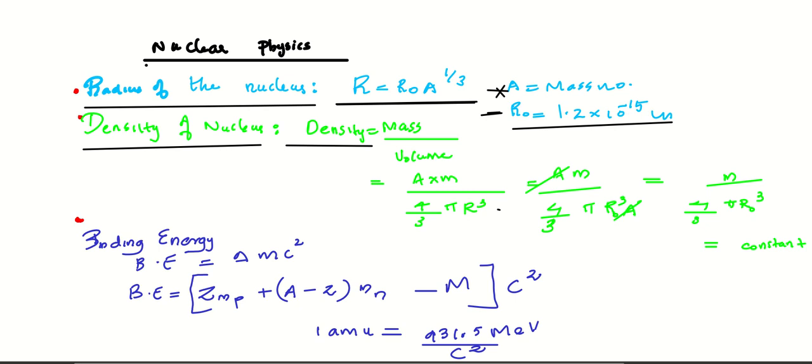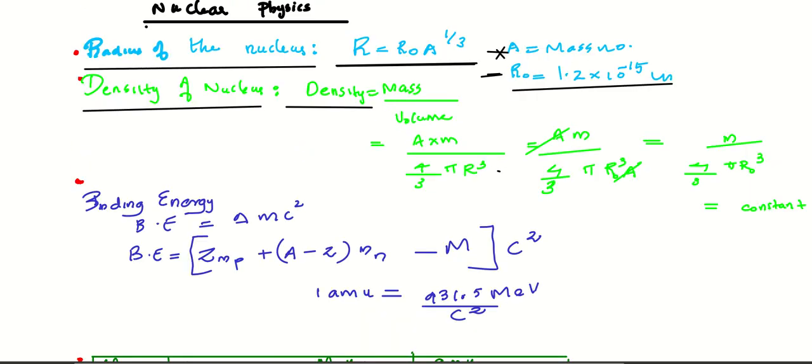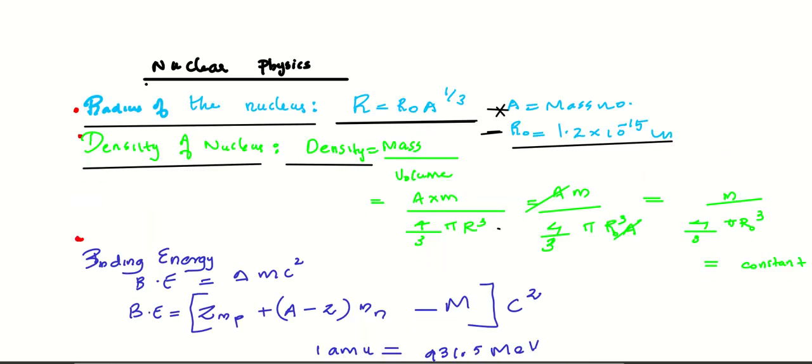4 by 3 pi r cube, we know that r cube is equal to r naught whole cube A raised to 1 by 3 whole cube. So that's equal to 4 by 3 pi r naught cube A. So A and A cancel. So we get some constant as density. So the density of nucleus is a constant.